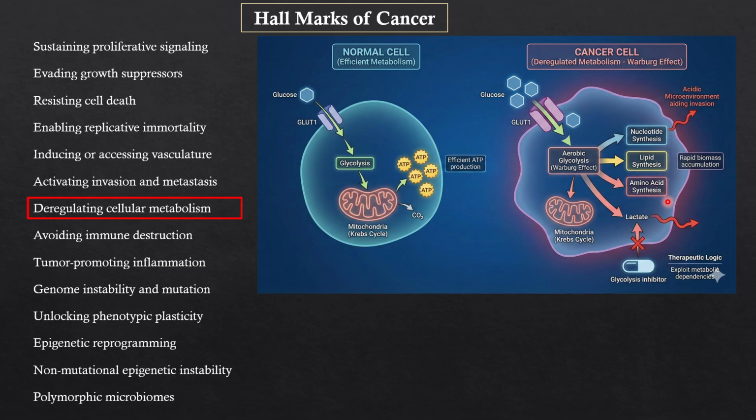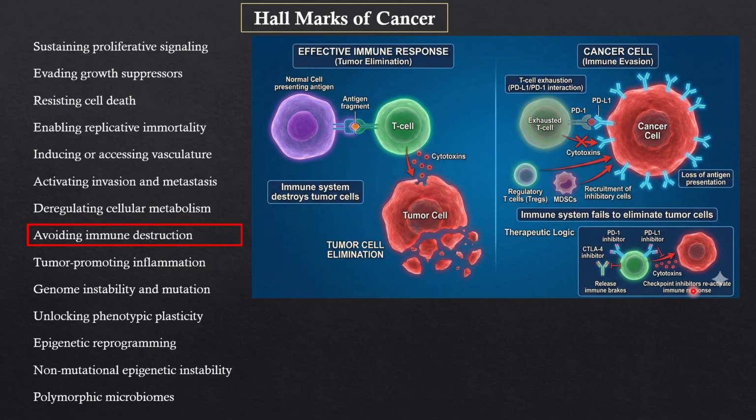So the cancer cells rely on rapid biomass accumulation, and as a result, lactic acid is also produced, which gives an acidic microenvironment and aids invasion. The way we can restrict this is by using glycolysis inhibitors. So basically, this is a therapeutic angle that exploits the metabolic dependencies.